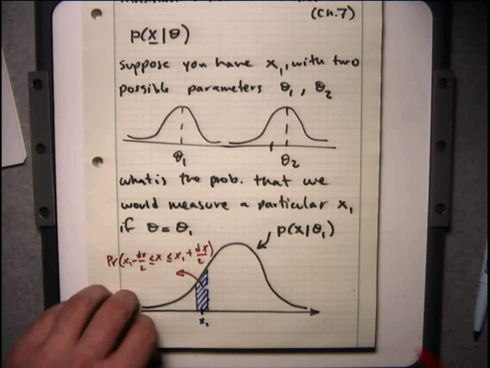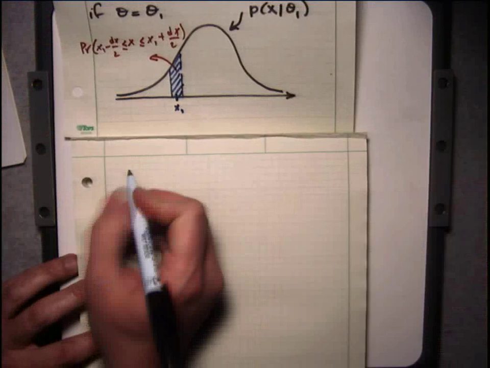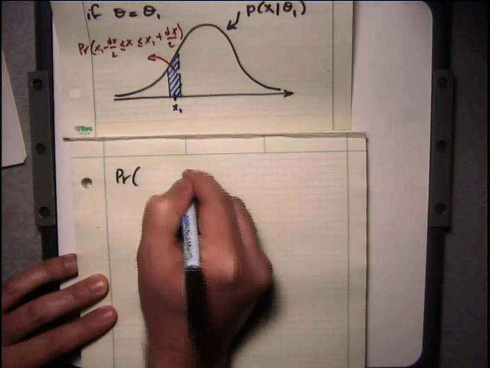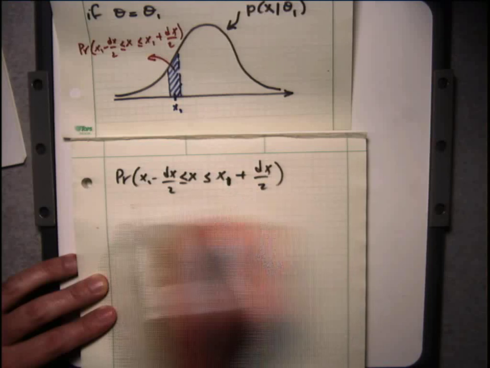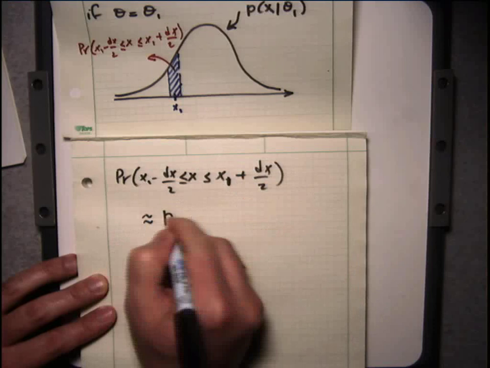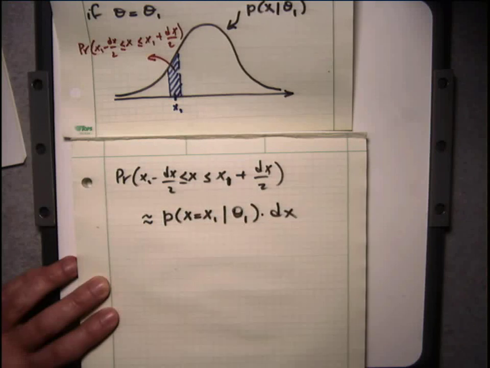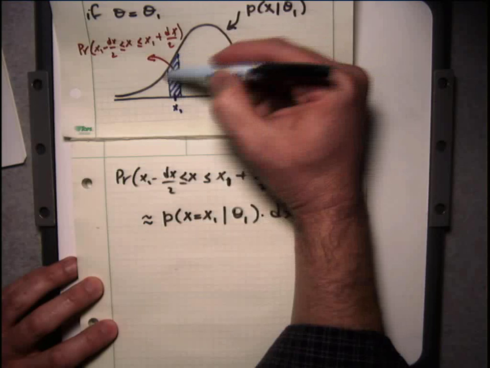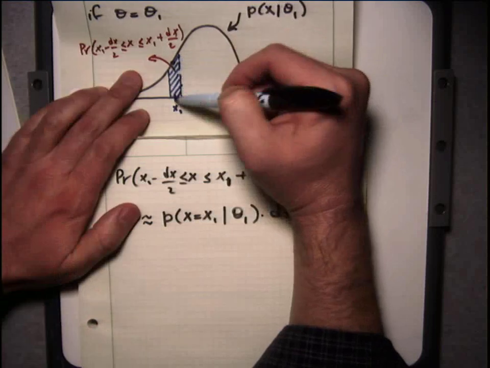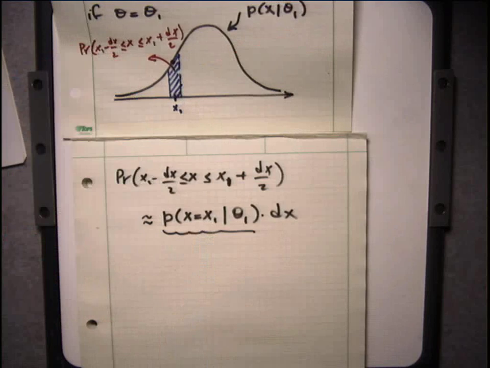Okay? All right, so let's rewrite this in a little bit different way. Okay, so this probability, the probability that x is between x1 minus dx over 2 and x1 plus dx over 2, this probability is approximately equal to the PDF of x evaluated at x1 conditioned on theta 1 times dx. Okay? Why? Because this little area is dx, and the area under this is approximately equal to this width times this height, where this value here is this guy. Okay? Does that make sense?